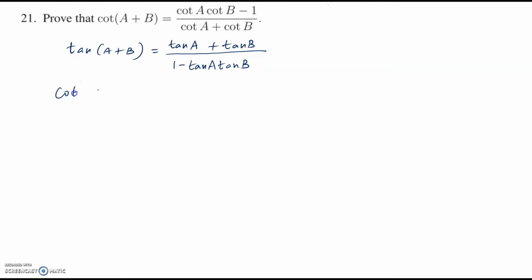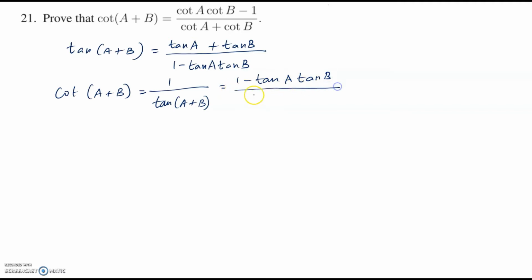Now, cot of A plus B is nothing but, since cot is 1 by tan, it's 1 by tan of A plus B. So, we have tan of A plus B here, so let's replace it here. Basically, this will be the reciprocal of this, so the denominator will come to the numerator. So, it will become 1 minus tan A tan B divided by tan A plus tan B.